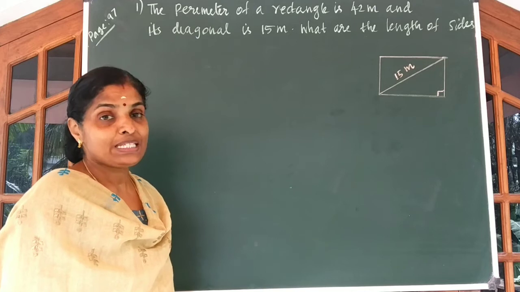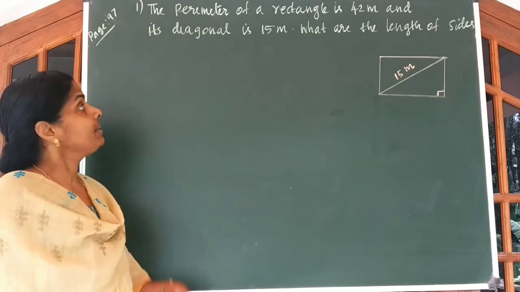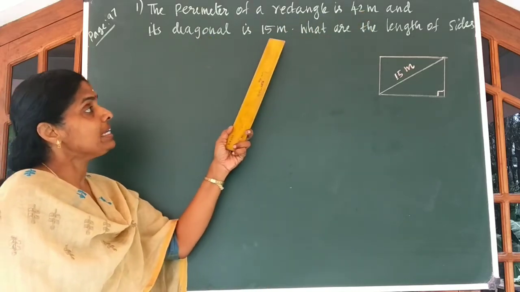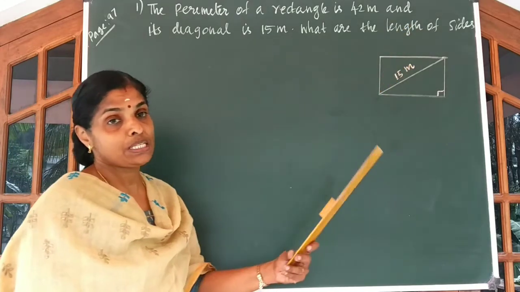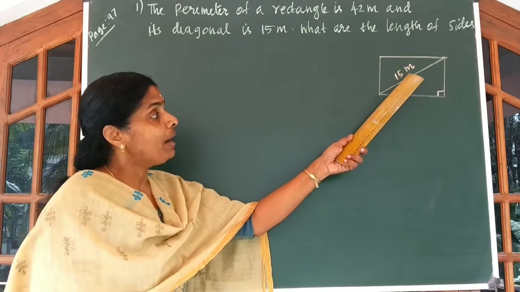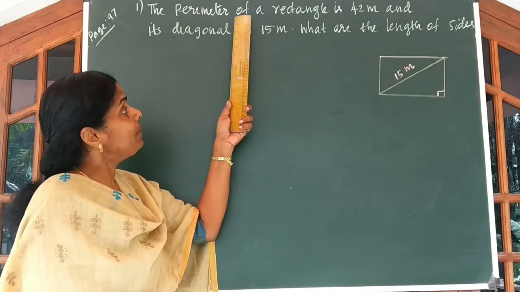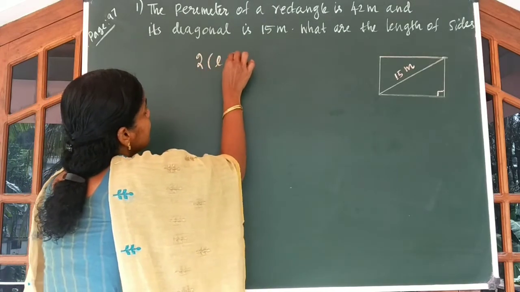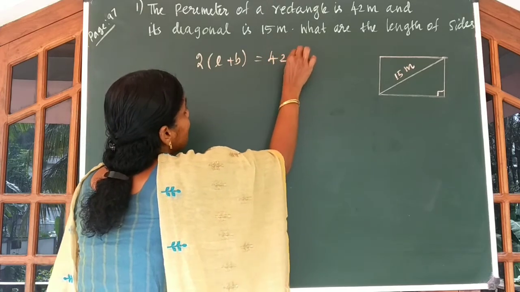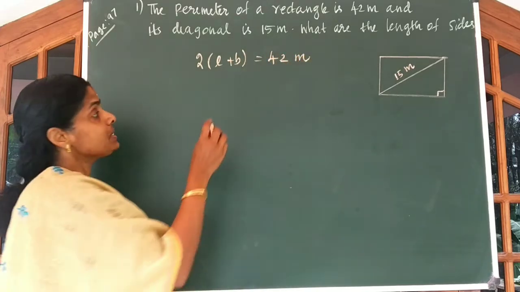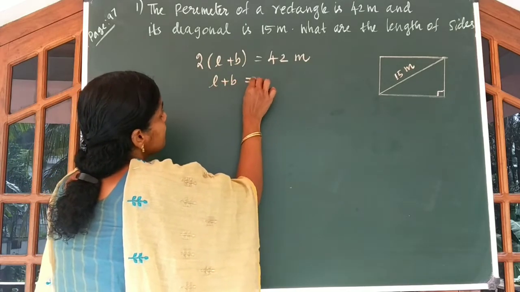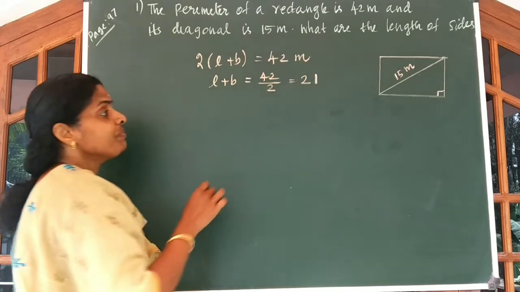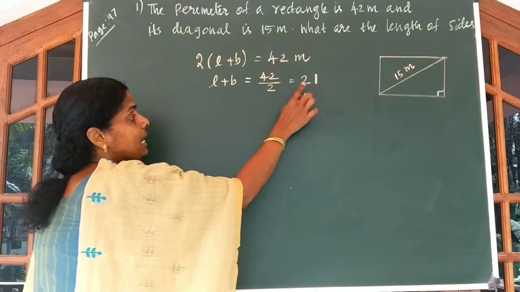Now come to the first question on page number 97. The perimeter of a rectangle is 42 meter and the diagonal is 15 meter. What are the lengths of the sides? I have drawn a rectangle and marked the diagonal as 15. We are given the perimeter to be equal to 42. We know the perimeter, that is 2 into L plus B, is given to be equal to 42 meter. In the next step we can write L plus B is equal to 42 divided by 2, which is equal to 21. Now we are given L plus B is equal to 21.